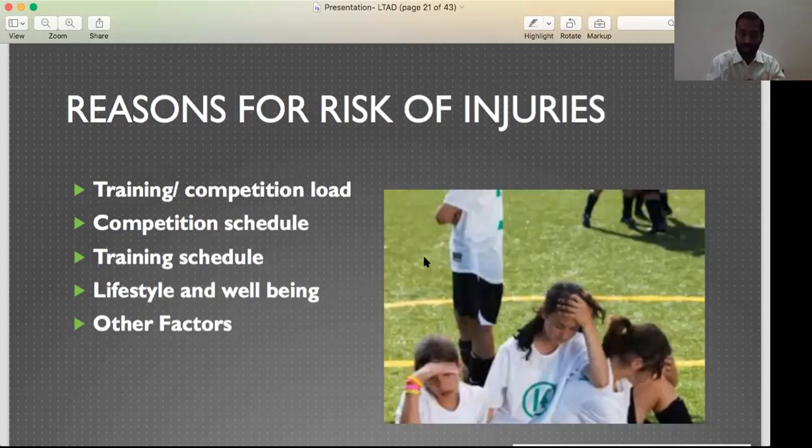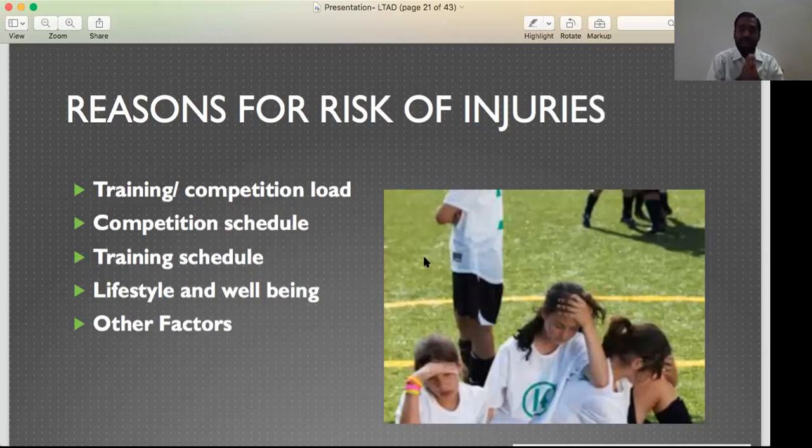How much is the competition load? What sequence of matches are you playing? What is the level of training required? That also means you can't be preparing for a 3-week competition by training only for a week. So a very careful balancing point needs to be thought through in terms of training and competition load. The second factor is the competition schedule. Most often than not, young athletes are either playing too many matches on a Saturday and Sunday, or the matches get crammed up during the summer holidays or the Diwali vacations.